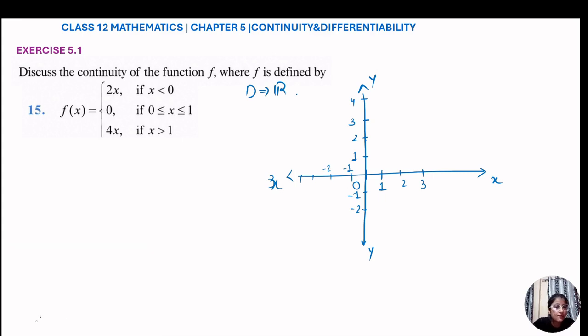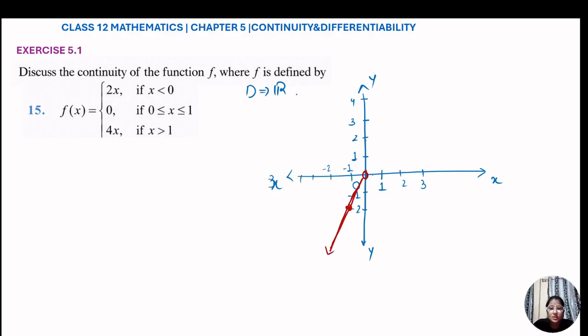As you can see, for x less than 0, the function is defined as 2x, and it's very easy to plot the 2x graph. For -1, the function value will be -2. At 0 the function value is 0, but 0 is not included here, so it will be an open point. First, I am just making the graph for x less than 0. So our graph will be like this. This dot is here, right? It will be a straight line, as it is f of x equals 2x.